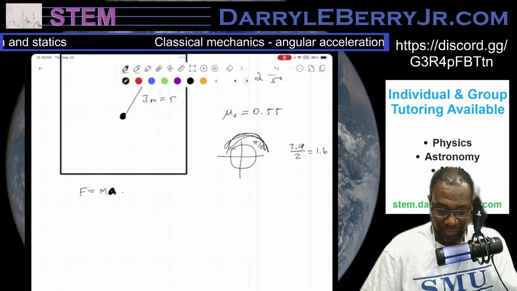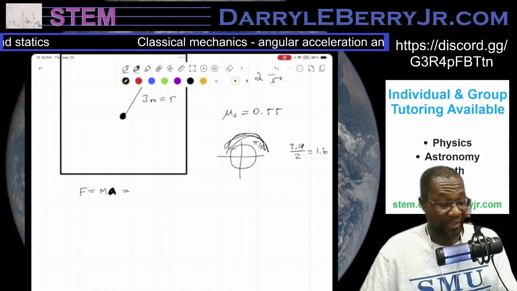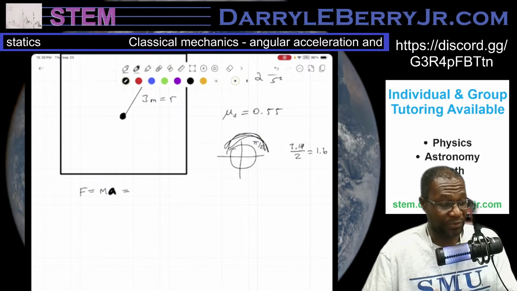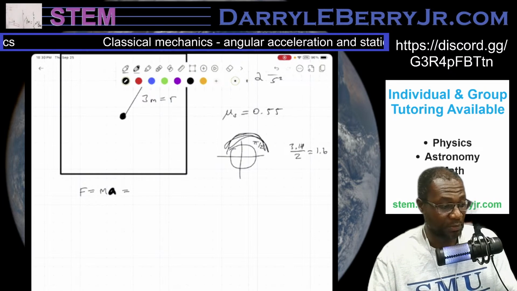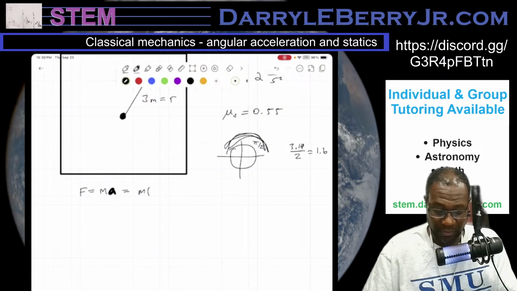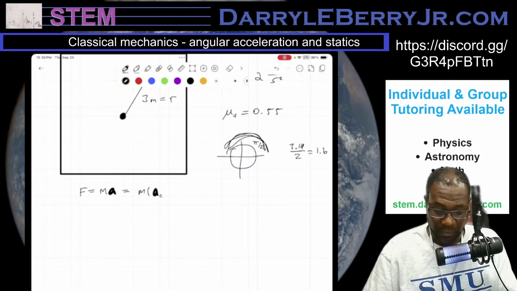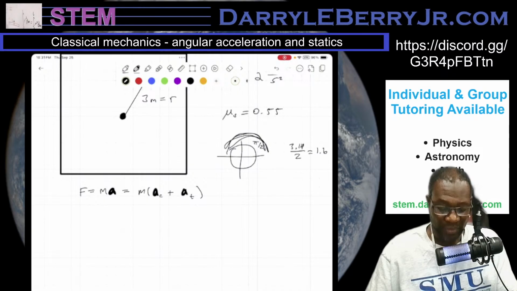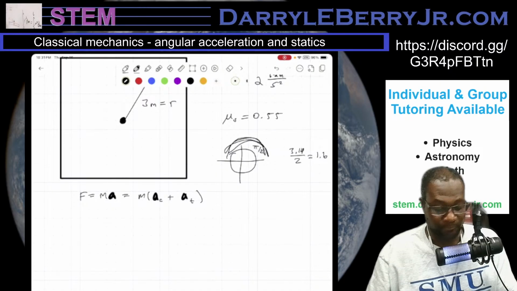But the thing about this is when you have an object that is spinning and accelerating, there's 2 types of acceleration. There's the centripetal acceleration and the translational acceleration. So we can have m times a_c plus a_t. So you have both of these types of acceleration when something is accelerating while spinning.